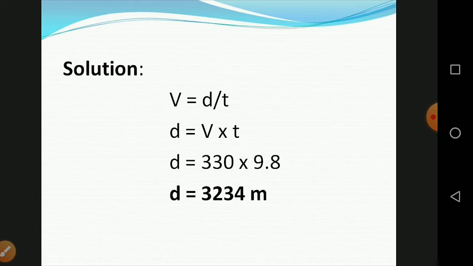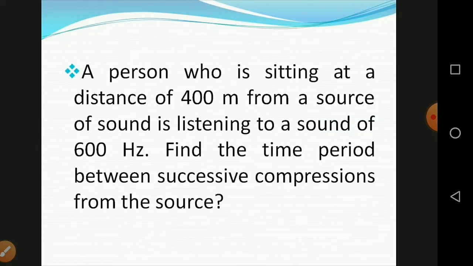So the value is D is equal to 3234 meters. And then question number 3. A person who is sitting at a distance of 400 meters from a source of sound.